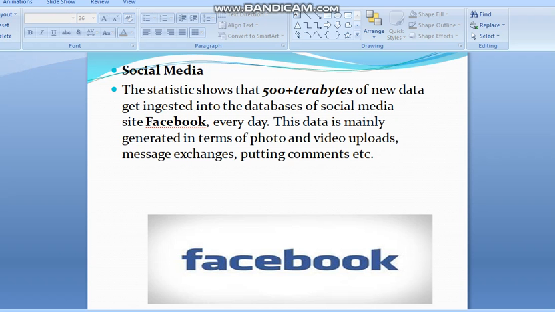WhatsApp users exchange up to 65 billion messages per day. So you have 500 terabytes, 65 billion messages, and like I'm saying, 85% of internet users are increasing every 5 years.